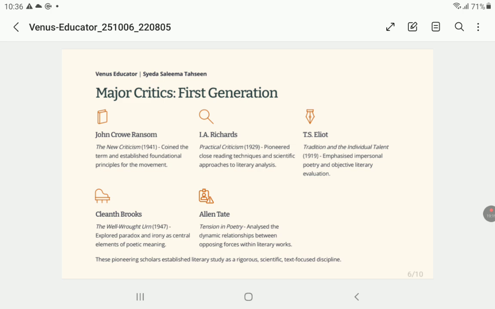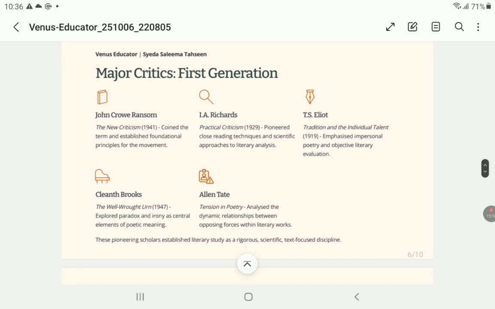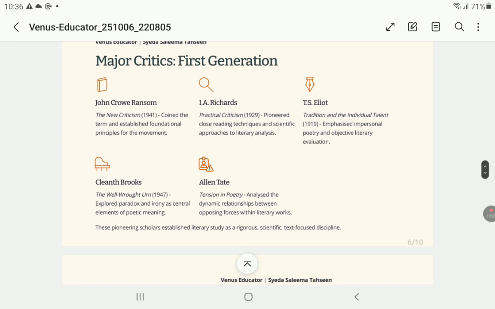Cleanth Brooks' The Well-Wrought Urn explores paradox and irony as central elements of poetic meaning. Next we have Allen Tate. He wrote the book Tension in Poetry, analyzing the dynamic relationship between opposing forces within literary works.